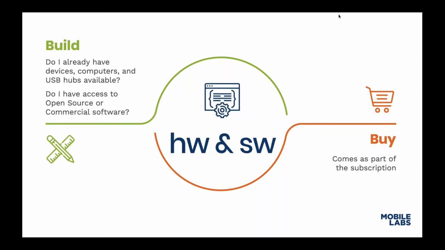If you're looking at hardware and software, you need to look at whether or not you have devices and computers and USB hubs already available. A lot of the time it's much easier to get. It doesn't necessarily always hit your budget. So that might make it more attractive. But if you look at software, you need to figure out which software you need. Do you have access to open source or commercial software?